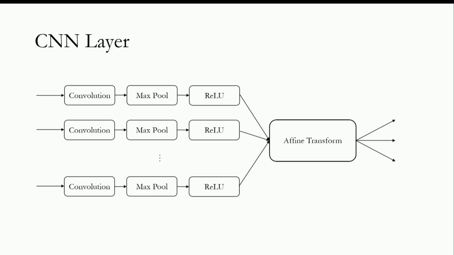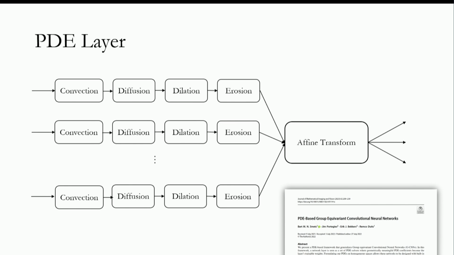So I guess you're all familiar with a standard CNN layer. You have multiple channels. Every channel is convolved with some kernel, then you do some max pooling and activation function, and then these channels are mixed together again with some affine transform. Now, a PDE layer is similar, but you just take out the convolutions and the max pooling and the activation functions, and you replace them with solvers for PDEs. And in this case, we have 4 PDEs: convection, diffusion, dilation, and erosion. This was introduced by Bart Smets in this paper.